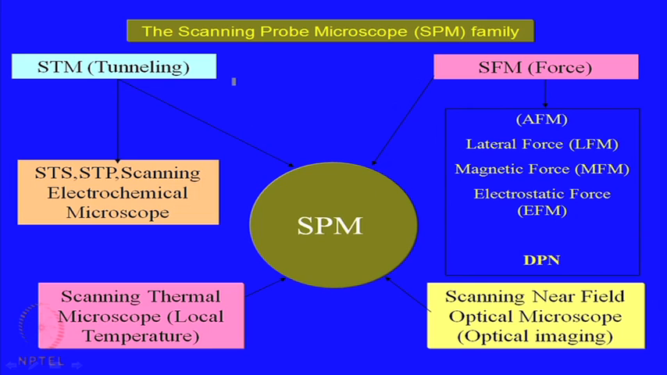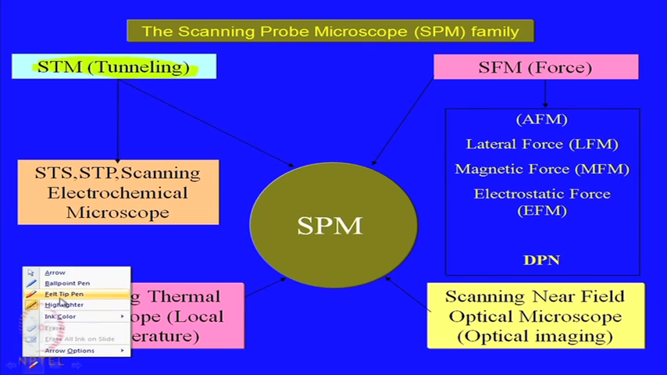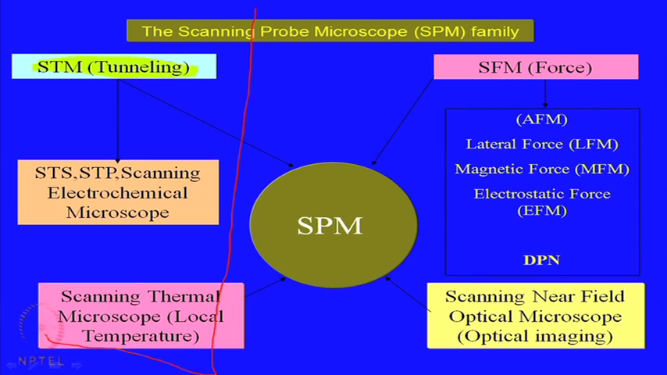So this is the scanning probe microscope or SPM family of techniques. On one side we have the scanning tunneling microscope. There are STS, STP, the scanning electrothermal microscope, and the scanning thermal microscope, which gives you an idea about the local temperature, etc. For our purpose, please do not be overburdened with these parts. Here we will just talk a little about the scanning tunneling microscope, because on the left side of this view graph, whatever you have, do not forget, they require a conducting surface.